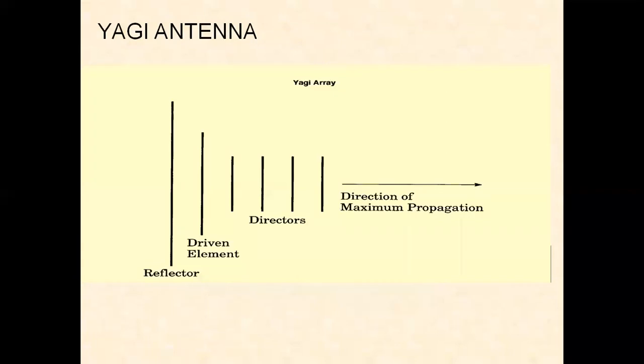It consists of a driven element, one reflector behind the driven element, one director in front of the driven element, and one or more parasitic elements in front of the directors. They are arranged collinear and close together. The driven element is a half-wave dipole or a folded dipole. The reflector is slightly longer than the driven element, and the director is slightly shorter. The spacing between elements varies, but is typically lambda by 10. The other parasitic elements are used to increase the radiation in the favored direction.